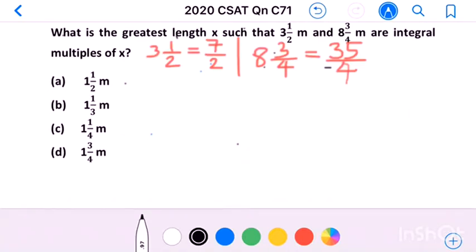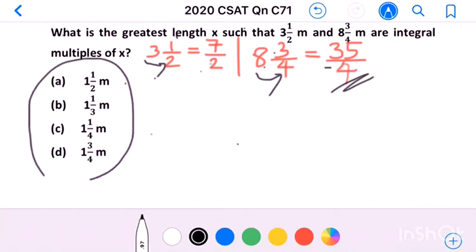Question number 71. What is the greatest length x such that 3 and 1 by 2 meter and 8 and 3 by 4 meter are integral multiples of x? So here 3 and 1 by 2 we can write as 3 into 2 plus 1. We get 7 divided by 2. Then 8 and 3 by 4 as 8 into 4 equal to 32 plus 3. We get 35 divided by 4. Now here we have to find which one of the following, when multiplied with an integer, gives these two values.